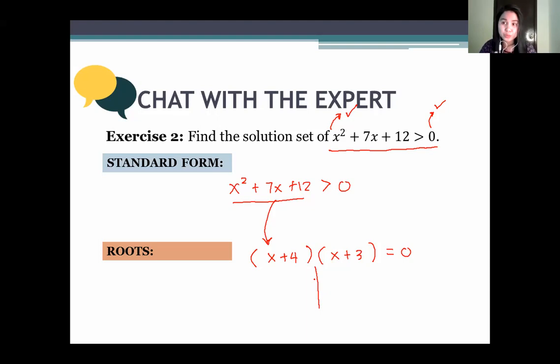Very good. Now, let's solve for the roots. What are the roots? Can you tell me in the chat box? Very good. That's -4 and -3. That's x plus 4 equals 0, x equals -4. x plus 3 equals 0, x equals -3. So our roots are -4 and -3.